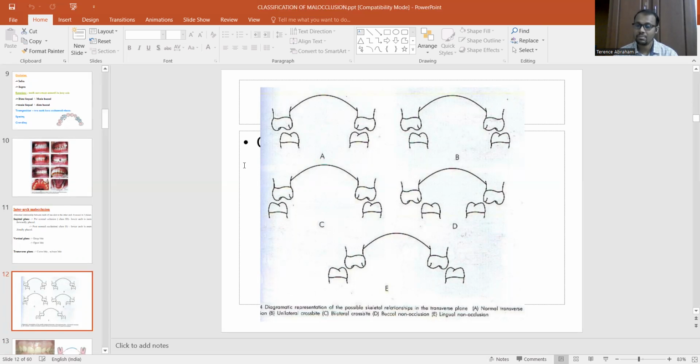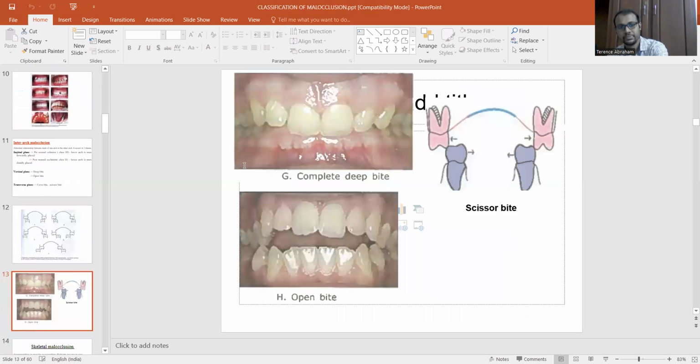Figure D, it is buccal non-occlusion, also known as scissor bite. And figure E is a complete cross bite, that is lingual non-occlusion. This figure G shows complete deep bite, commonly seen in the case of class 2 D2 cases. This is the right figure which shows the buccal non-occlusion scissor bite. Figure H shows the open bite. These open bite and deep bite are in the vertical plane.